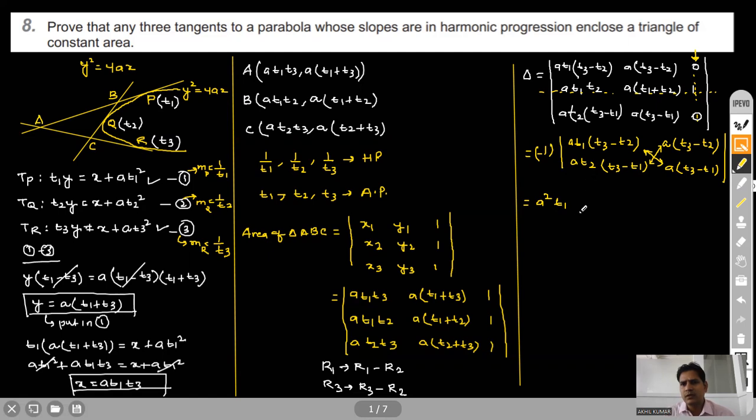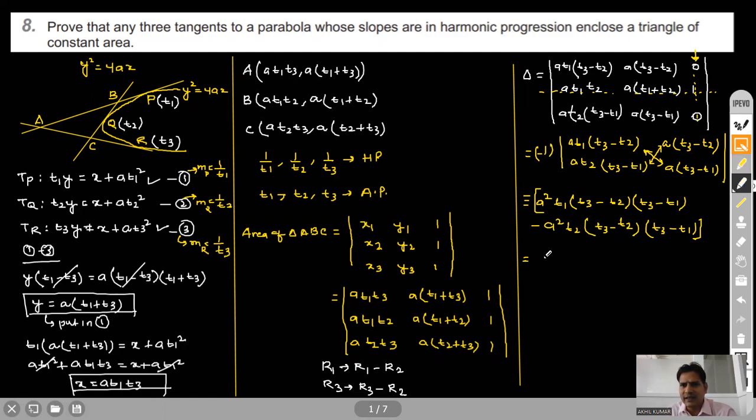Let me first multiply it. A square T1, then T3 minus T2 into T3 minus T1. And minus of A square T2 into this thing, T3 minus T2 into T3 minus T1. And this whole thing will be with one negative sign. Is it okay? Yes. So let's see what we are getting. T3 minus T2 and T3 minus T1, so we are getting this thing completely common, right?